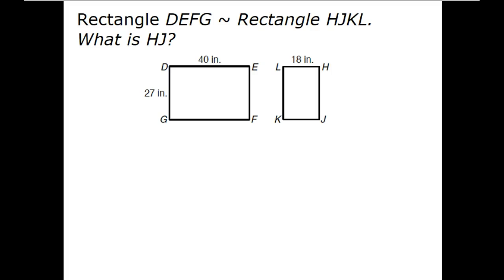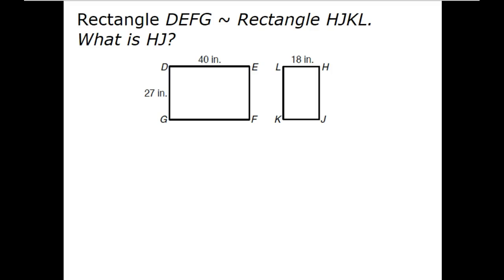I kind of wish now that I had drawn these so they looked more like squares. So you couldn't just think you're doing the longest with the longest, that sort of thing. So it didn't work that way. But you also have to be careful not to think that they're all in the same position. All right, so I know what my corresponding pieces are. I know that DE corresponds to HJ.